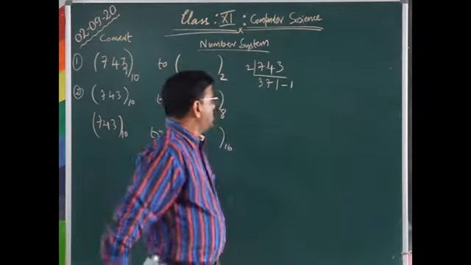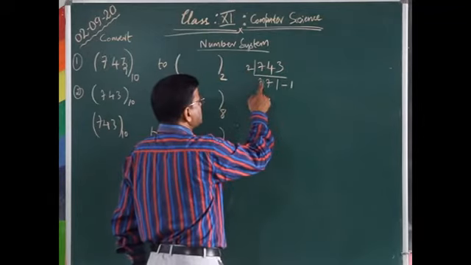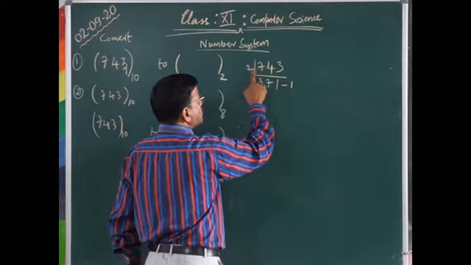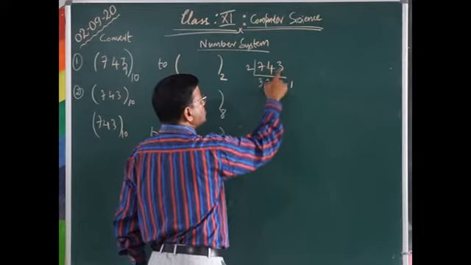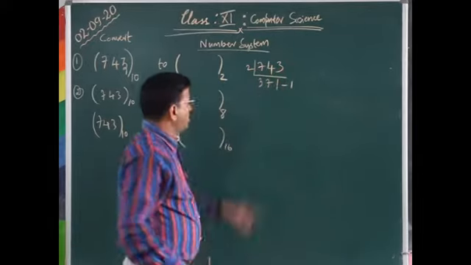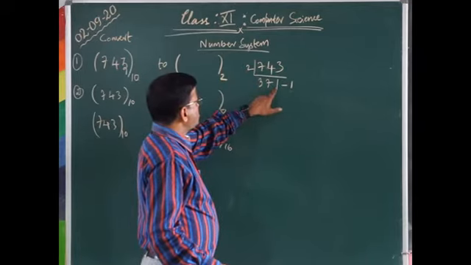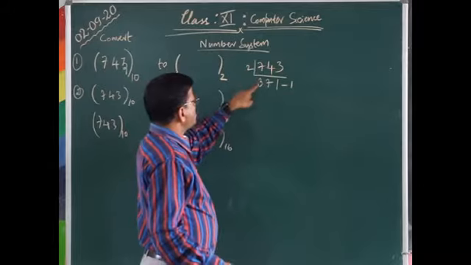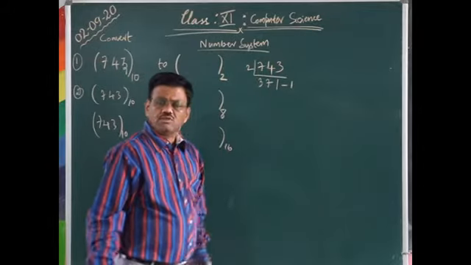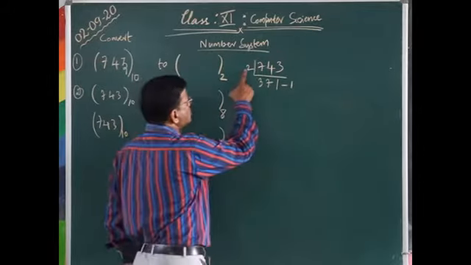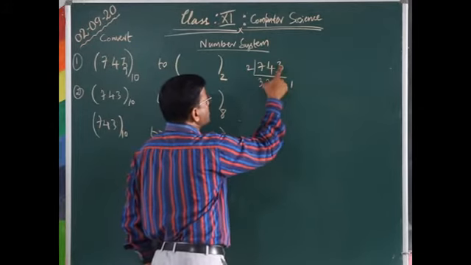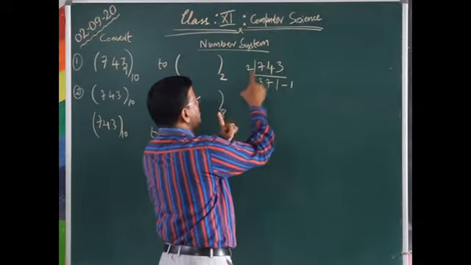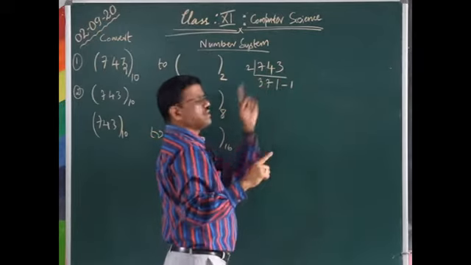I repeat again. 3 2s are 6, remainder is 1. 1 and 4 is 14. 7 2s are 14. 2 1s are 2, remainder is 1. I repeat again. 2 1s are 2, 2 plus 1 is 3. 7 2s are 14, remainder is 1. 2 3s are 6, 6 plus 1 is 7. Got it? I keep the remainder in my hand.